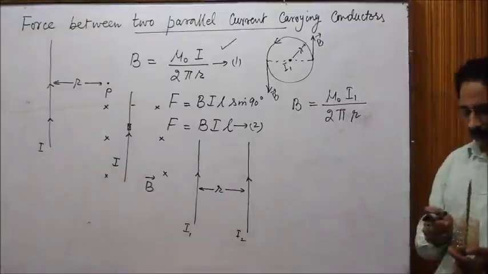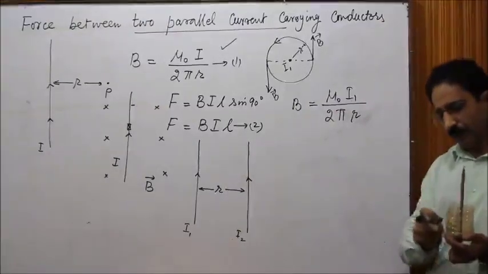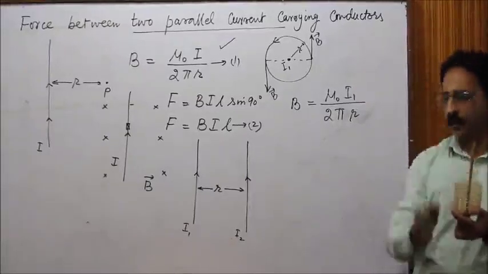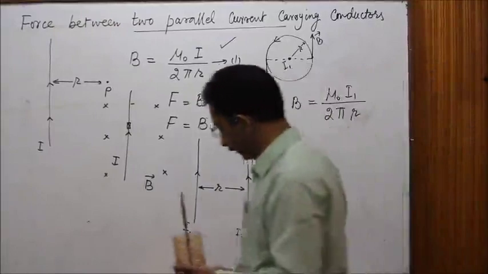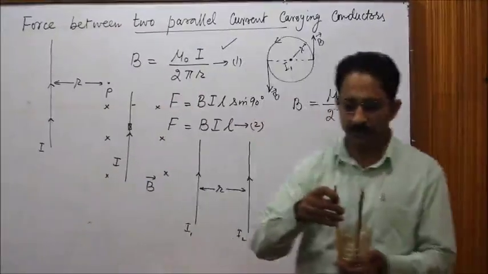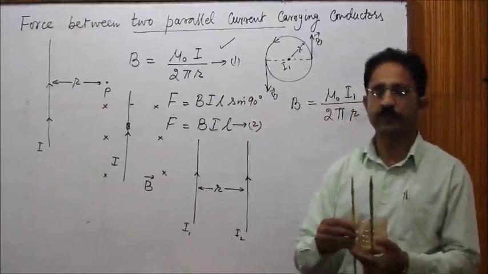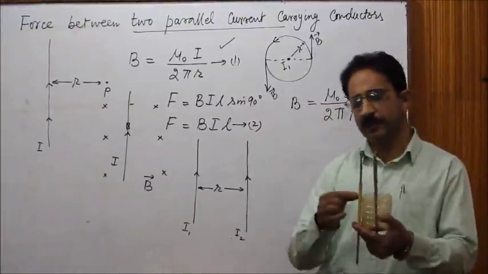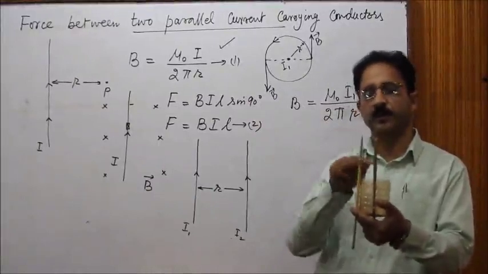Now imagine that at this point where all magnetic lines are going towards the observer, they are going away from me, I bring in another conductor, and that conductor is carrying a current I2. So here is the second conductor. Now this conductor, which is carrying current I2, finds itself soaked in the magnetic lines of the first conductor.